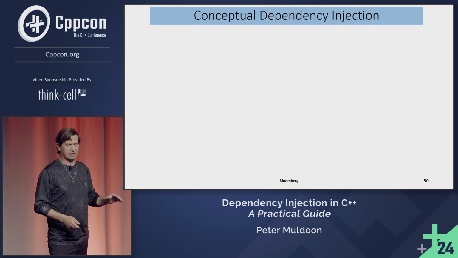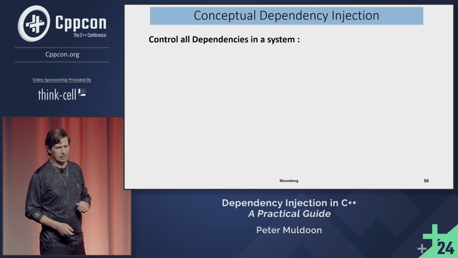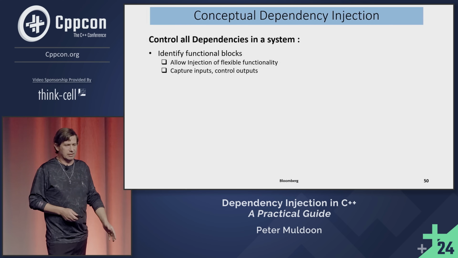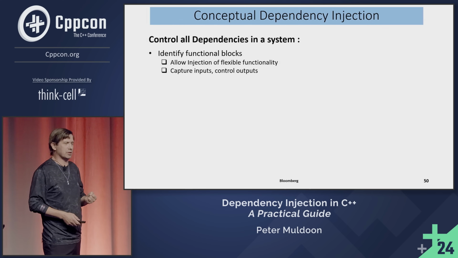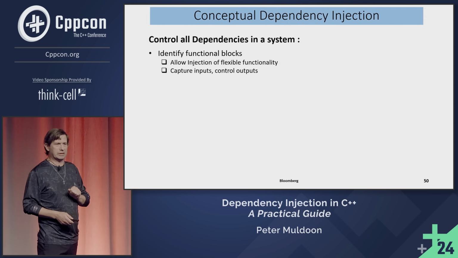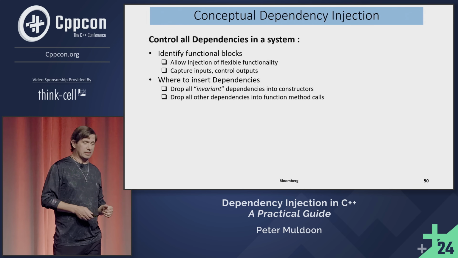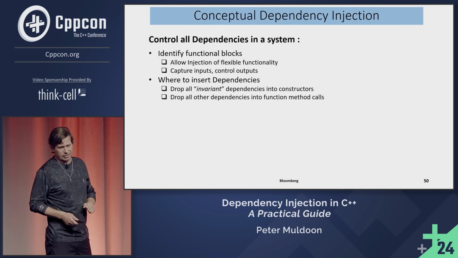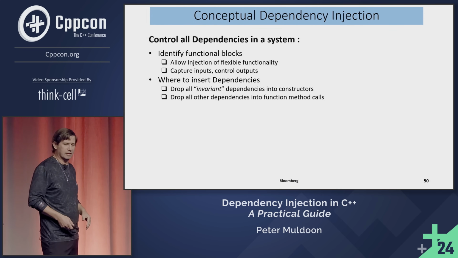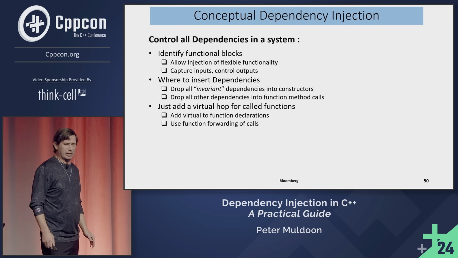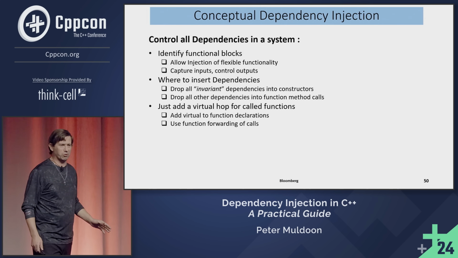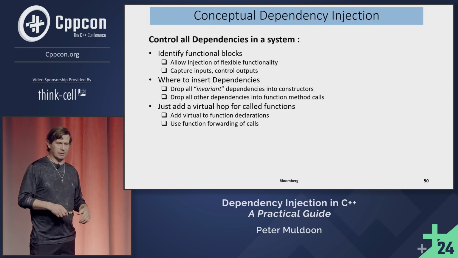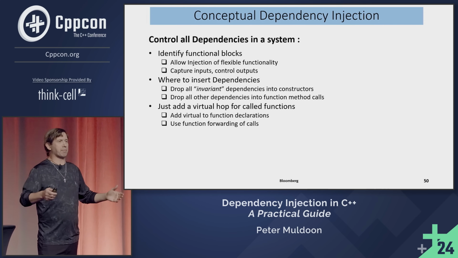But before we get into real world dependency injection, I want to talk about conceptual dependency injection. We just control all dependencies in a system. I do that by identifying some functional blocks, and I inject that functionality and capture the inputs and control the output data. Where do I do that? Any place that it's an invariant dependency, push it in the constructor. Everywhere it's something that moves around, I'll put it in the function as a method injection. Boom. Then just add a virtual hop in any class in your code base, just in case you need to do a dependency injection, so that we have the ability to swap it out. This is what I call conceptual dependency injection.